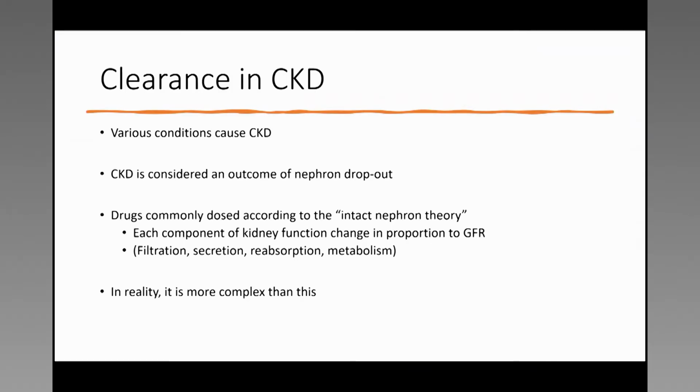So I've told you before about how you can get metabolism and active secretion at the kidney. It's always been put forward that all of those functions are in proportion to GFR because we have an intact nephron. And we're going to talk more about that and some of the limitations around that, because it's more complex than that in reality.